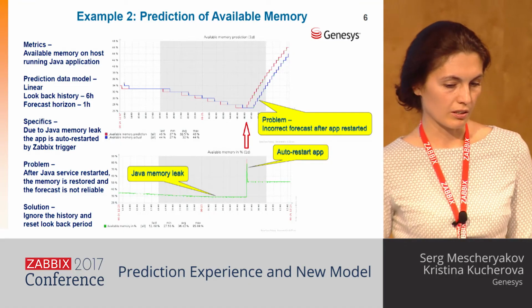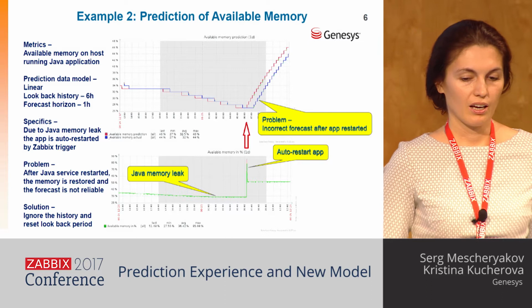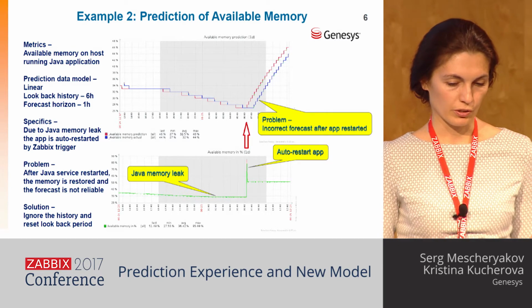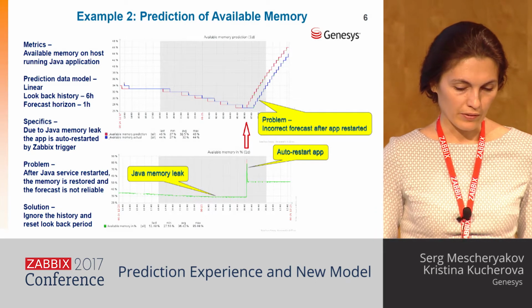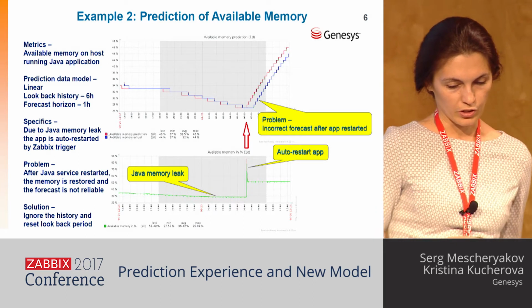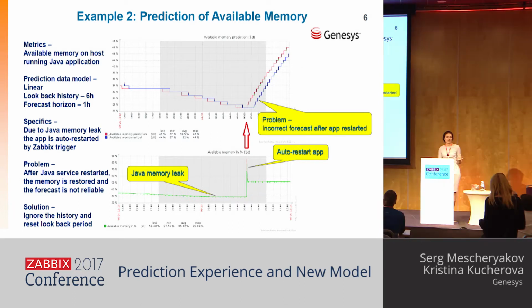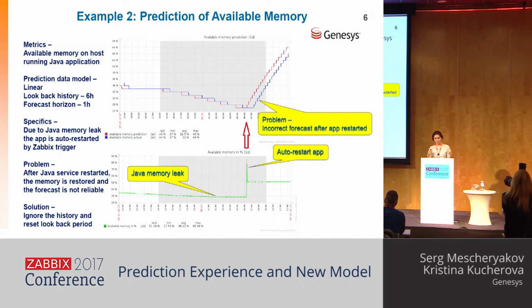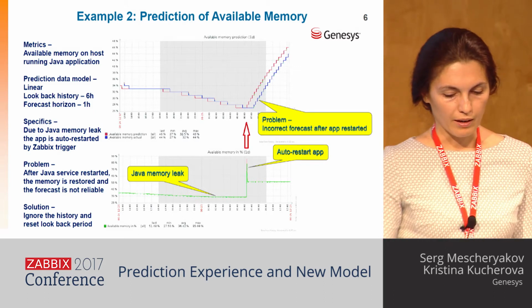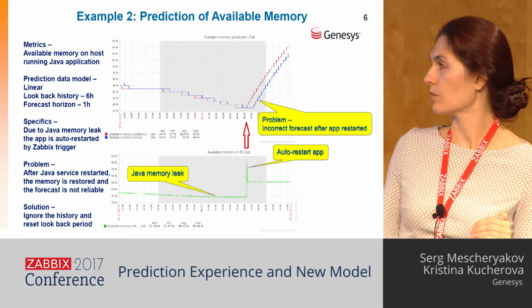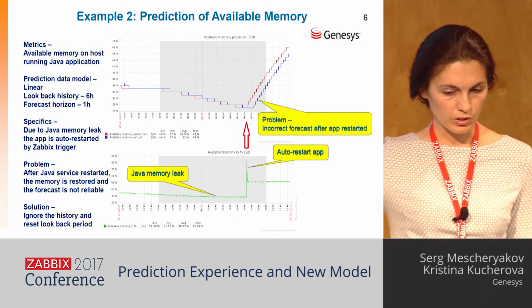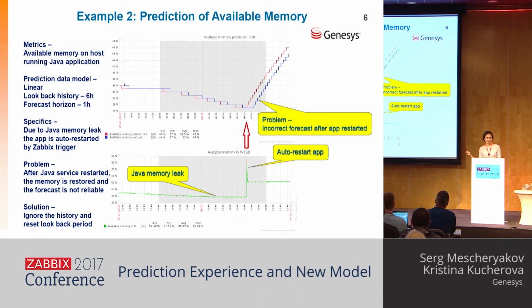Another example is from the company Genesys. It is a prediction of available memory for a Java application. The problem is that there are hosts that run a Java application, and there is a Java memory leak. So we monitor the amount of available memory, and when available memory hits the point of minimal memory, the service is restarted. At this point in time, we have a spike because we have much more available memory, and you can see on the first graph that the prediction is totally inaccurate.